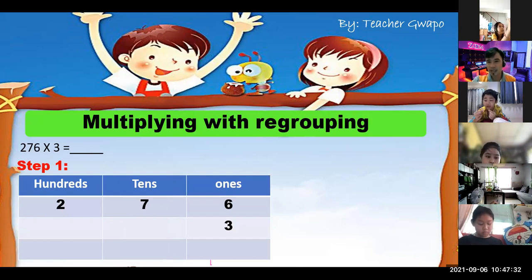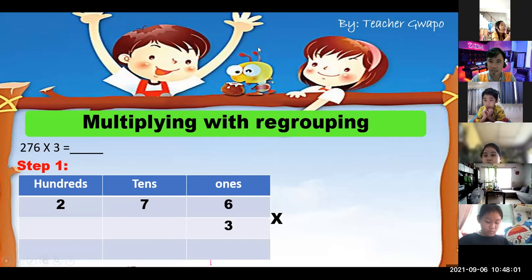Okay, we will start in ones place, and then in tens place, and then in hundreds place. Now we will ask a student. Number 25. Now 6 times 3. Can you tell us your answer? 6 times 3. 8. 6 times 3 is 8.